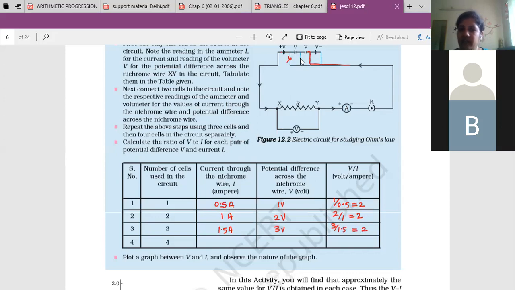Now for the fourth reading, we have to increase one more battery. So finally the circuit will end up like this. So 4 cells are in connection, one battery of 4 cells has been connected. So the total potential difference is now 4 times. If all of them have equal potential difference, then it will increase to 4 volt. Then the current will become 2 ampere. So 4 by 2, it will become 2.